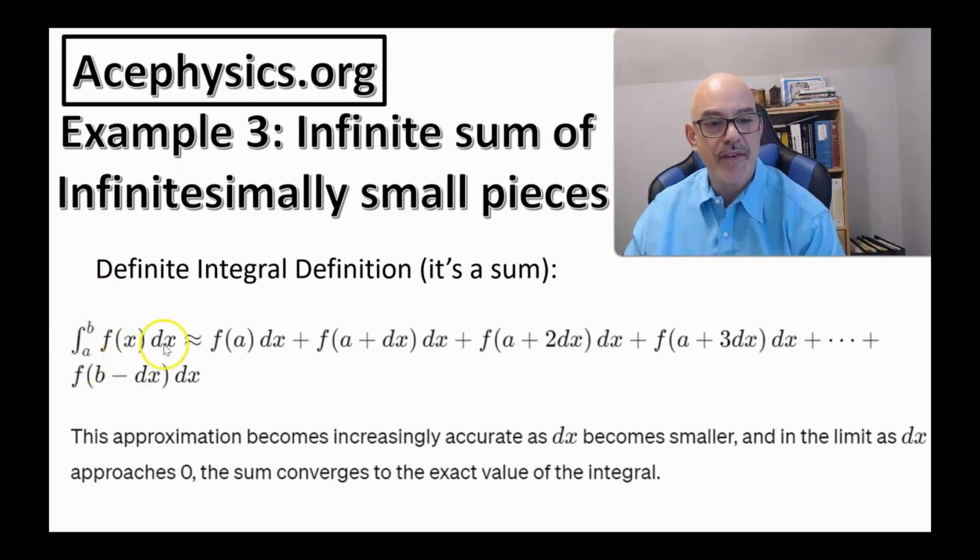The integral from a to b of f of x dx is approximately equal to f of a times dx, plus f of a plus dx multiplied by dx, plus f of a plus 2 dx multiplied by dx.